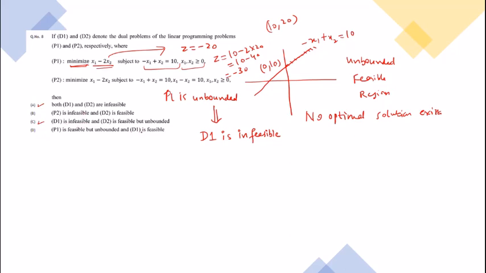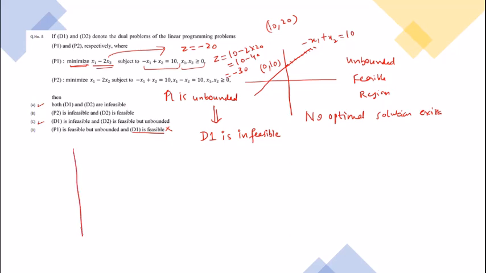In part D, it is saying D1 is feasible, so this is clearly not correct. So we have eliminated one of the options, and out of the remaining options we have to choose. About D1 we have decided, now we have to decide about D2. To decide about D2, you look at P2.